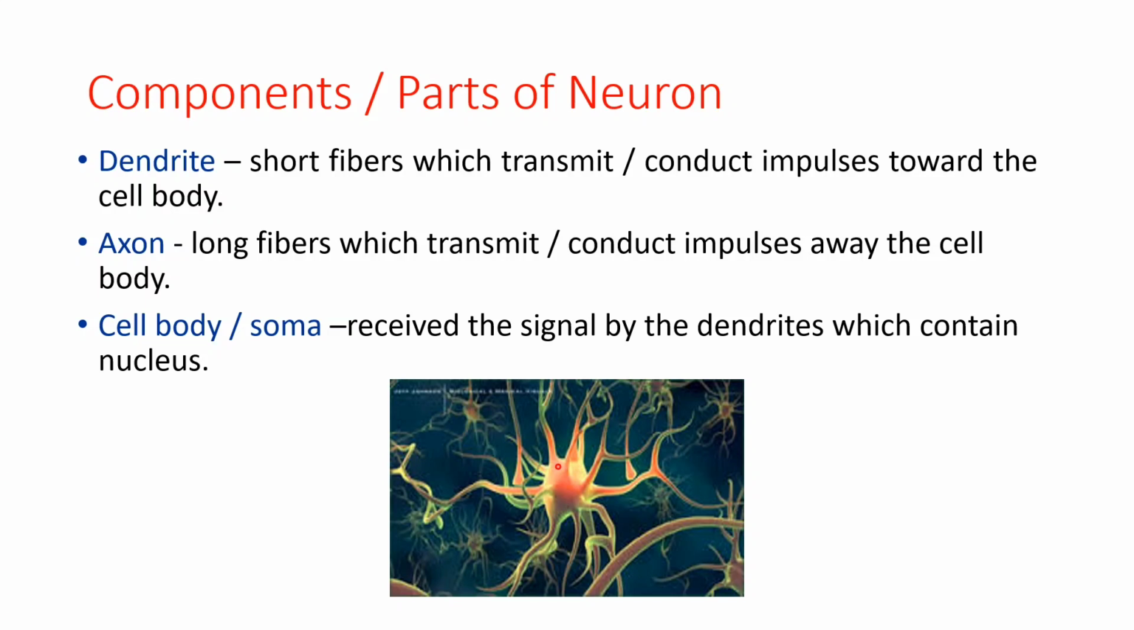So, try to observe, class. Ang dendrite, short fibers. Ang axon ay long fibers. Ang dendrite, nagkakandak or nagtatransmit ng impulses towards the cell body, papunta sa cell body, while the function of the axon, nagtatransmit or nagkakandak ng impulses naman away from the cell body. What are the other parts of neuron?